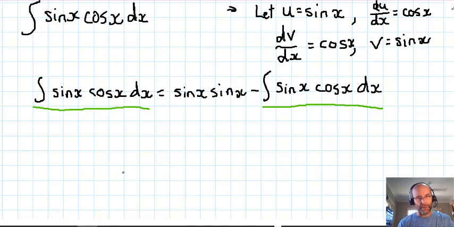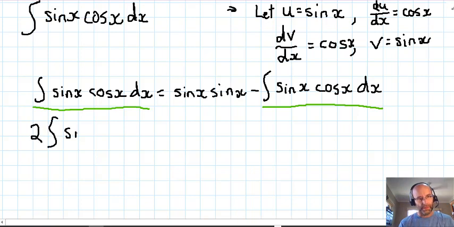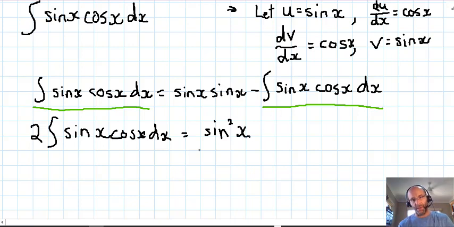If we add the term underlined in green to both sides, algebraically we get two groups of that integral on the left. So two lots of the integral of sine x cos x dx. And we just get sine x times sine x on the right. Let's call that sine squared x. And the green term, of course, has been algebraically cancelled out. So we still have the integral we want to find on the left, albeit times two lots of them.